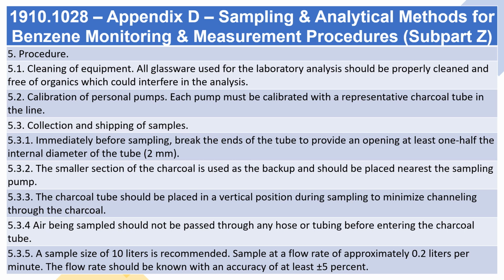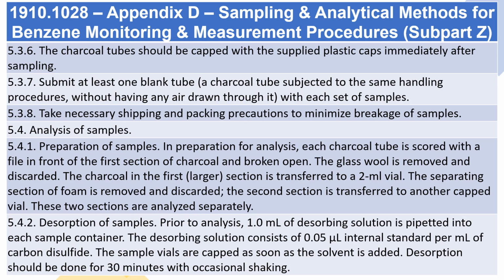5.3.5. A sample size of 10 liters is recommended. Sample at a flow rate of approximately 0.2 liters per minute. The flow rate should be known with an accuracy of at least plus or minus 5%. 5.3.6. The charcoal tubes should be capped with the supplied plastic caps immediately after sampling. 5.3.7. Submit at least one blank tube, a charcoal tube subjected to the same handling procedures without having any air drawn through it, with each set of samples. 5.3.8. Take necessary shipping and packing precautions to minimize breakage of samples.